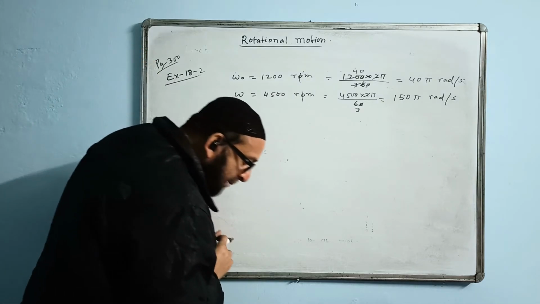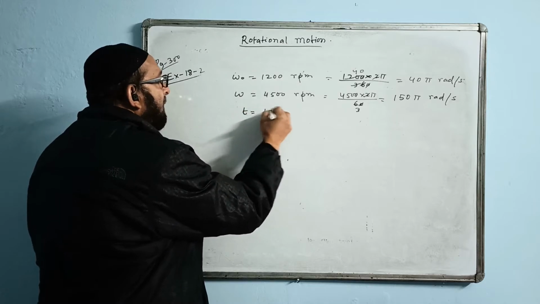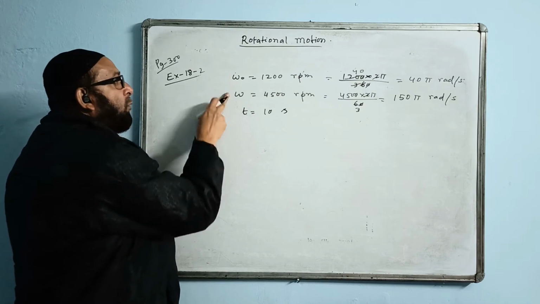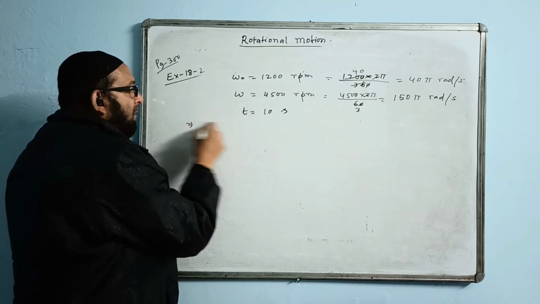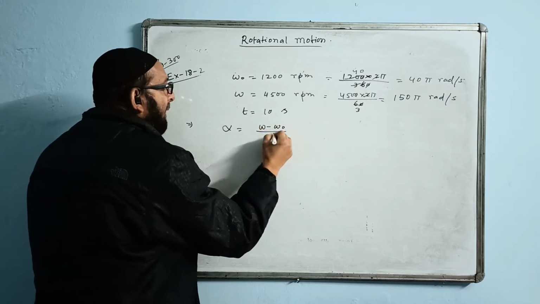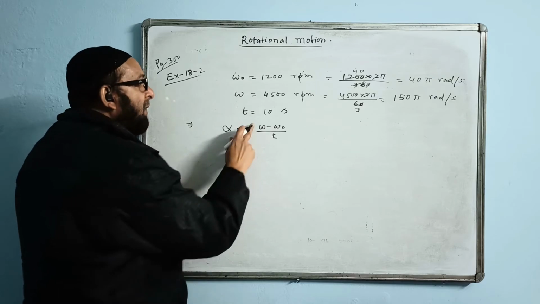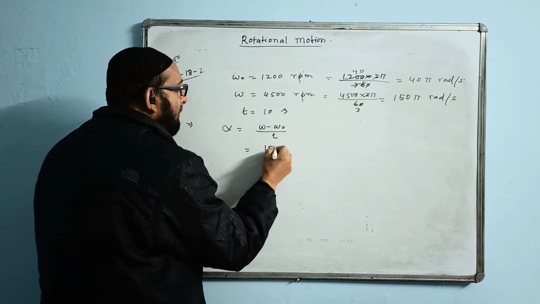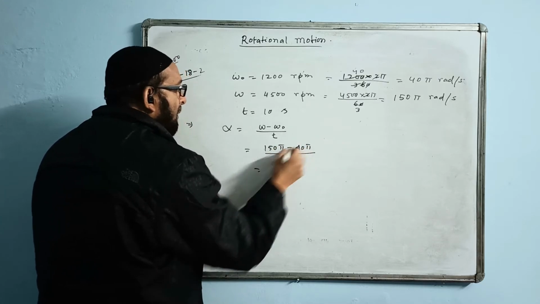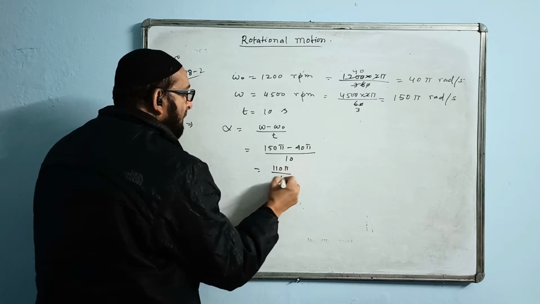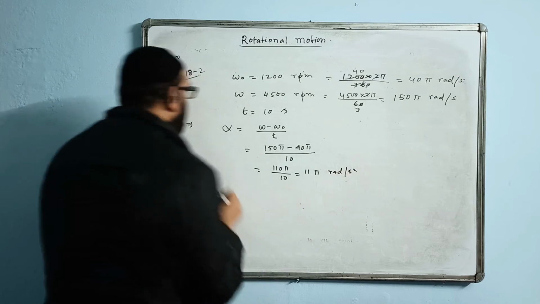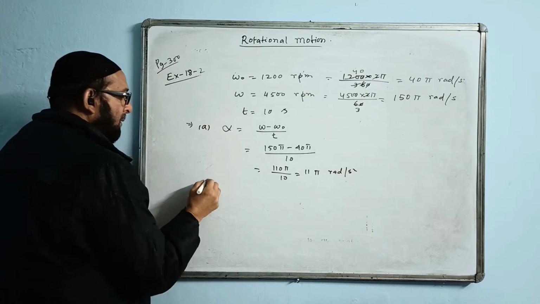Now the question says time is given, 10 seconds. You have to find the value of alpha. Alpha is acceleration, like a. This is v, u, t, and a you have to find. If you want to directly apply the formula, alpha is equal to final velocity minus initial velocity by time. Final velocity we have 150 pi minus 40 pi, divided by 10. 110 pi by 10, the answer is 11 pi. Unit is radian per second square. This is the answer of first part A.